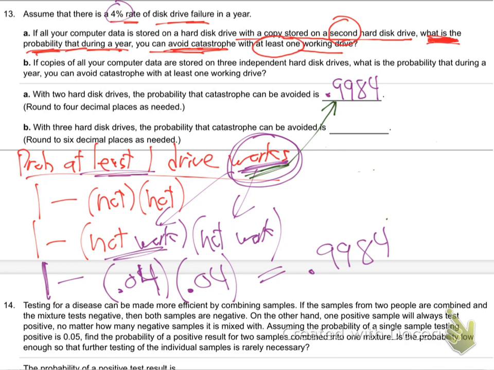How about part B? With 3 hard disk drives, what would you do for that one? Yeah, the power of 4 instead of... Right, 0.04, 0.04. There's just 3 of them here, right? So third power. You just put third power on that.